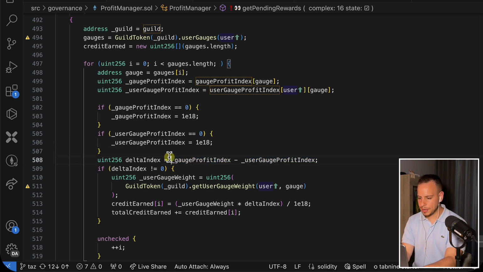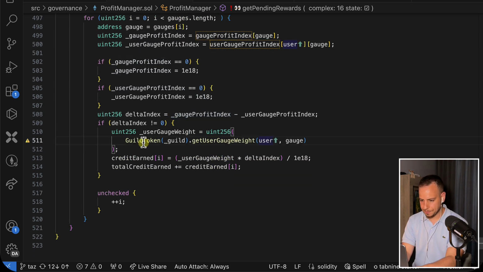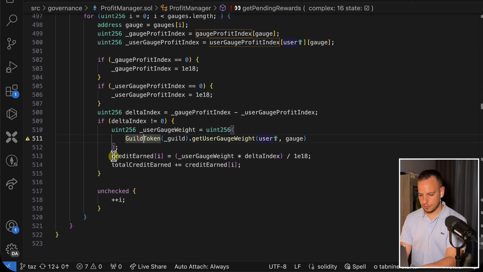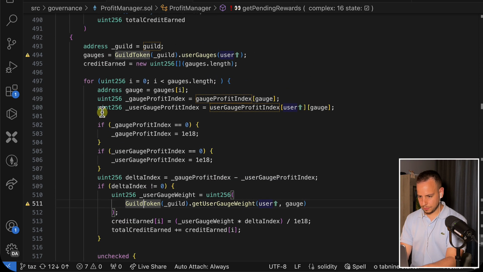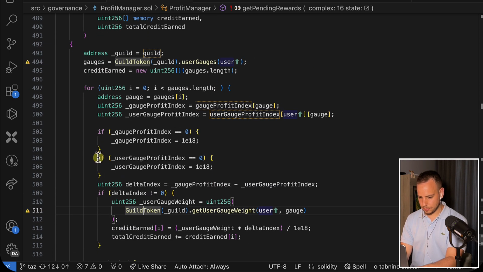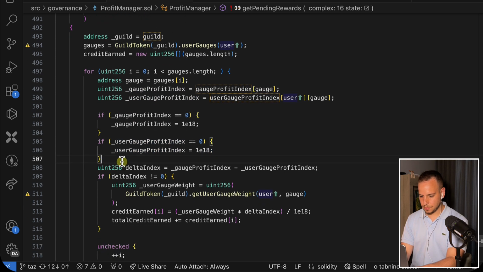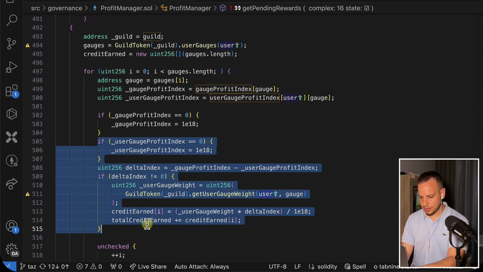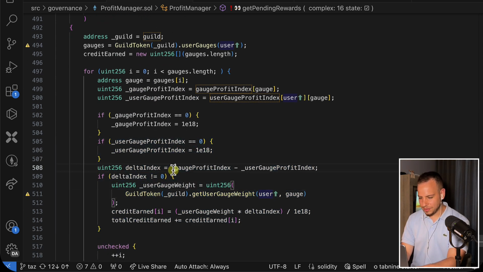Because you get all the gauge profit index minus 1E18. Yes, because it will be 0, then it will exactly be 1E18. So the trick was to call it twice, and then you'll be able to get all of the gauge profit index. So you call this function twice, and then you get all the rewards basically because of this logical issue, right? Yeah. And what would be the fix?